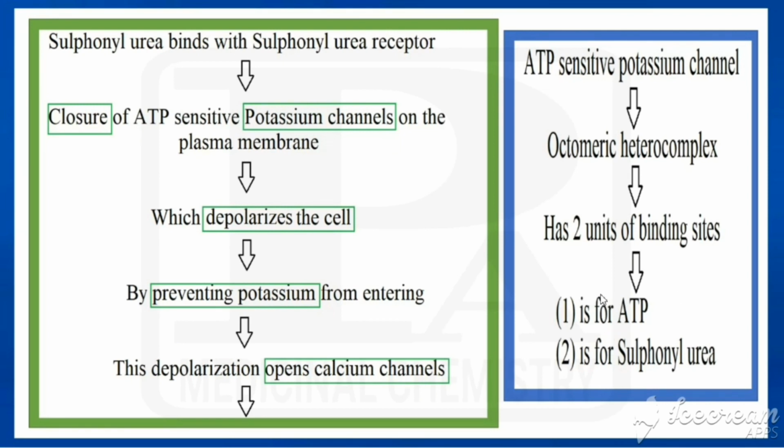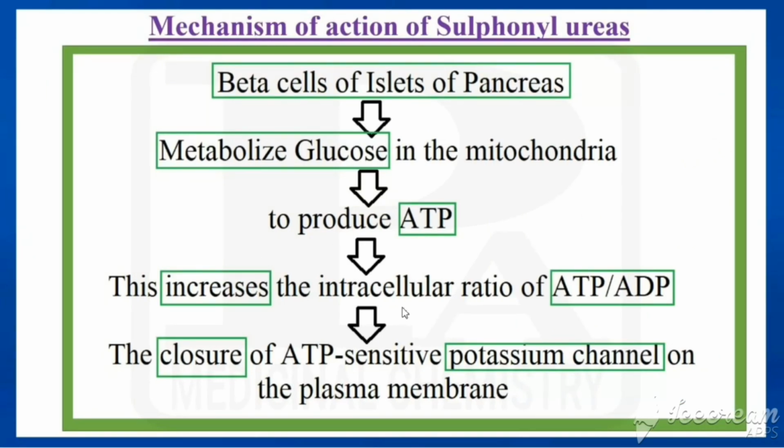So this is the ATP binding site, and the other one is the sulphonyl urea binding site. That is called the sulphonyl urea receptor. Where is it present? It is present in the ATP sensitive potassium channel. Now, after taking this drug, what happens? The sulphonyl urea binds with the sulphonyl urea receptor present in the ATP sensitive potassium channel.